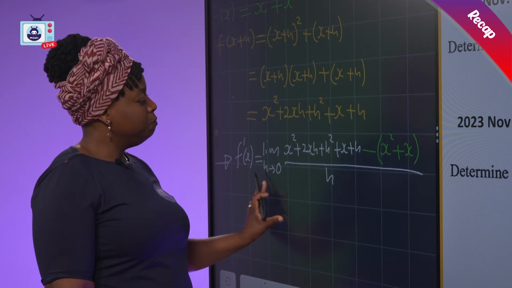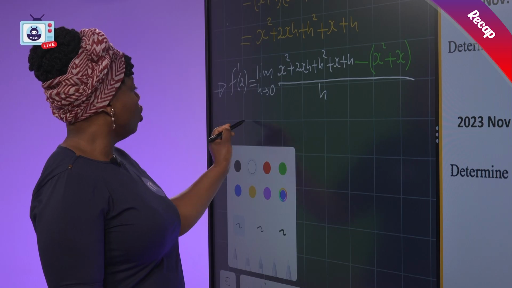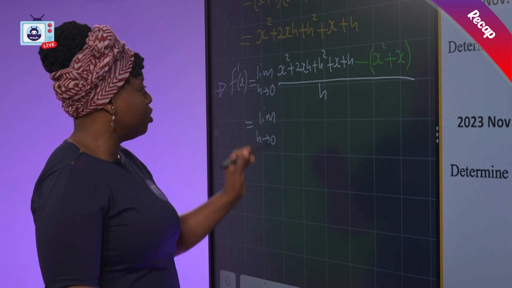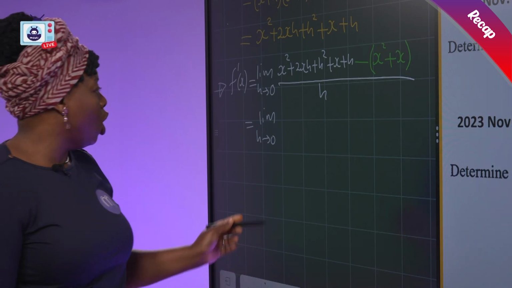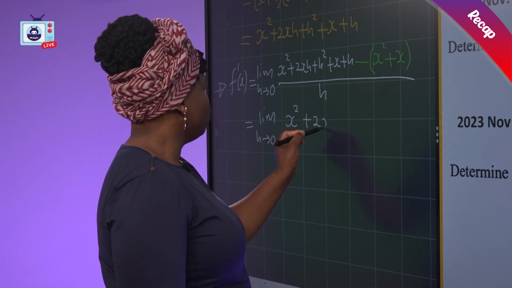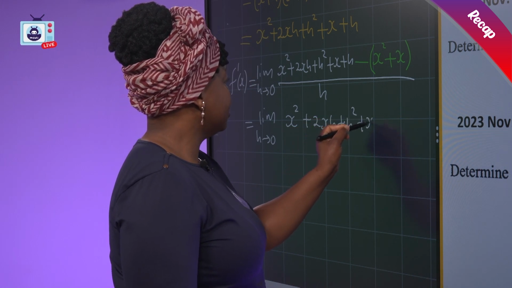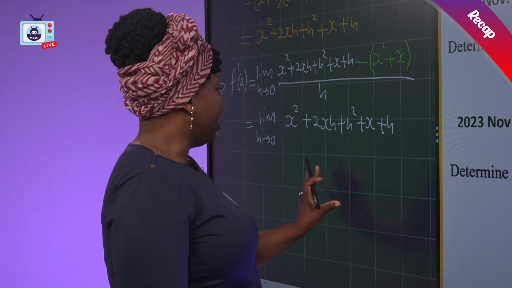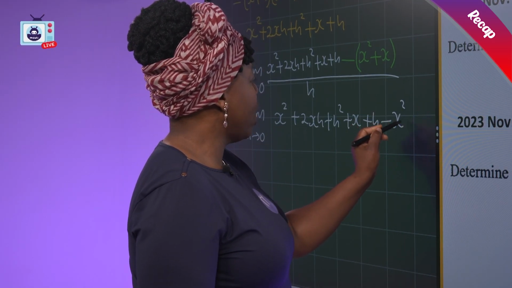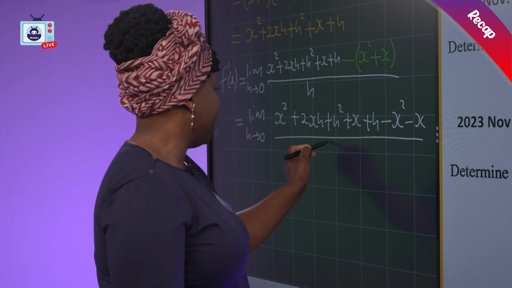All right. Okay, let's move on. Then we're going to have the limit as h approaches 0. Then we start removing all the brackets. So let's do that. We have x squared plus 2xh plus h squared plus x plus h. Now we can deal with the minus. Then it's minus x squared minus x. And this all is divided by h.